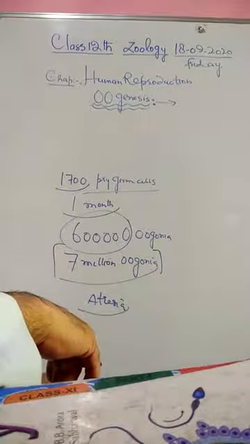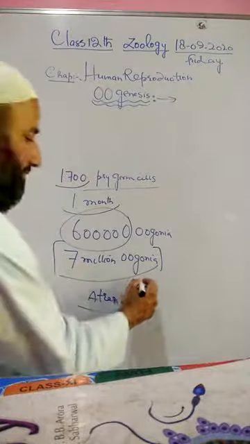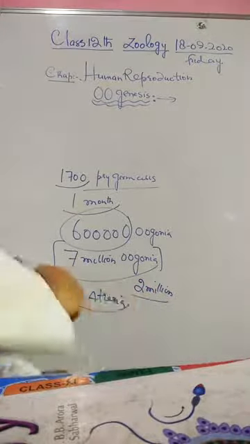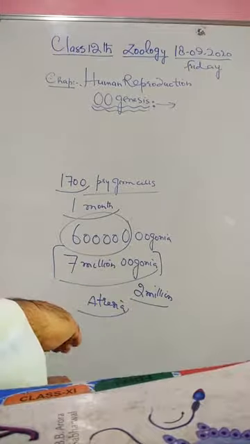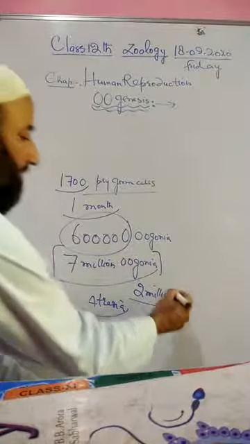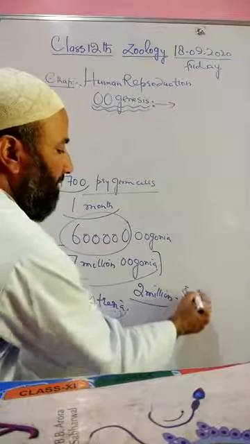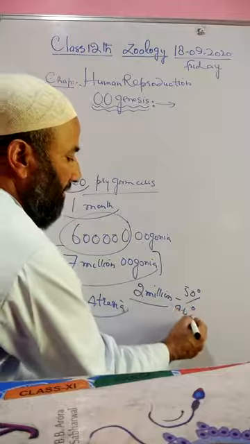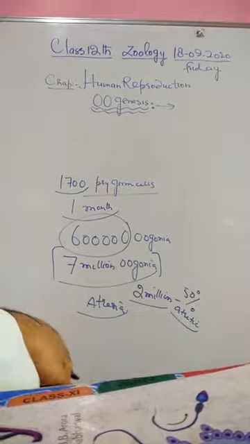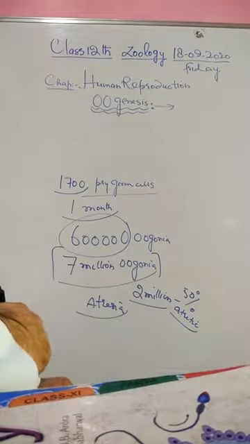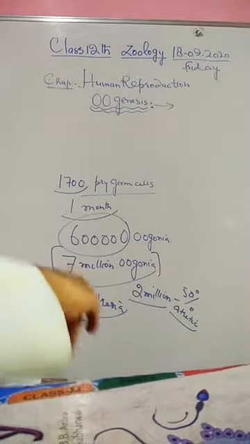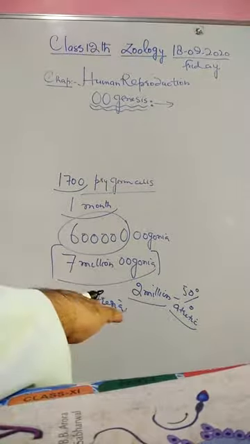At the time of birth, there are about 2 million primary follicles, but 50% of these are atretic. Atretic means they show degeneration. No oogonia are formed after birth. This means after the female childbirth, no oogonia are formed.